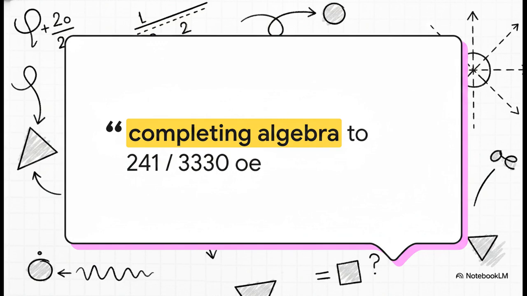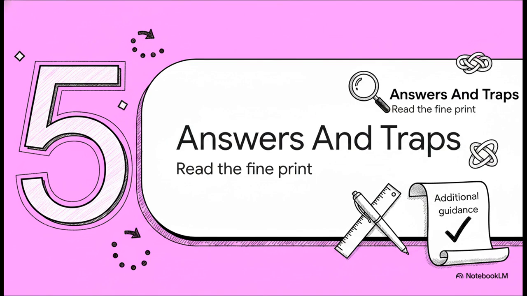If we look really closely at the mark scheme's text for this final point, it says completing the algebra to 241 over 3330 OE. Those letters, OE, stand for or equivalent, meaning correct, unsimplified intermediate steps are completely valid as part of your working. For example, getting to 723 over 9990 is a valid and necessary equivalent step right before you simplify it down by dividing the numerator and denominator by 3 to reach 241 over 3330. Section 5, acceptable answers and traps.